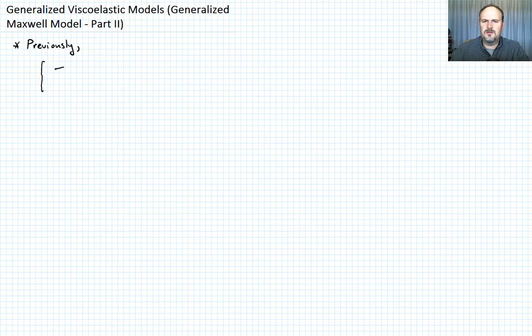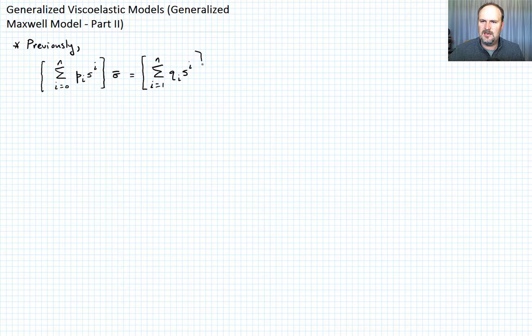We showed that it could be written as a sum from i equals 0 to n, where n is the number of Maxwell elements in the Generalized Maxwell model, of p sub i times s to the i times sigma bar, which is just the Laplace transform of the stress, equal to the sum from i equals 1 to n of q sub i s to the i times epsilon bar. We'll call that equation 1. Of course, we derived that in the last lecture. I'm not going to do that again.